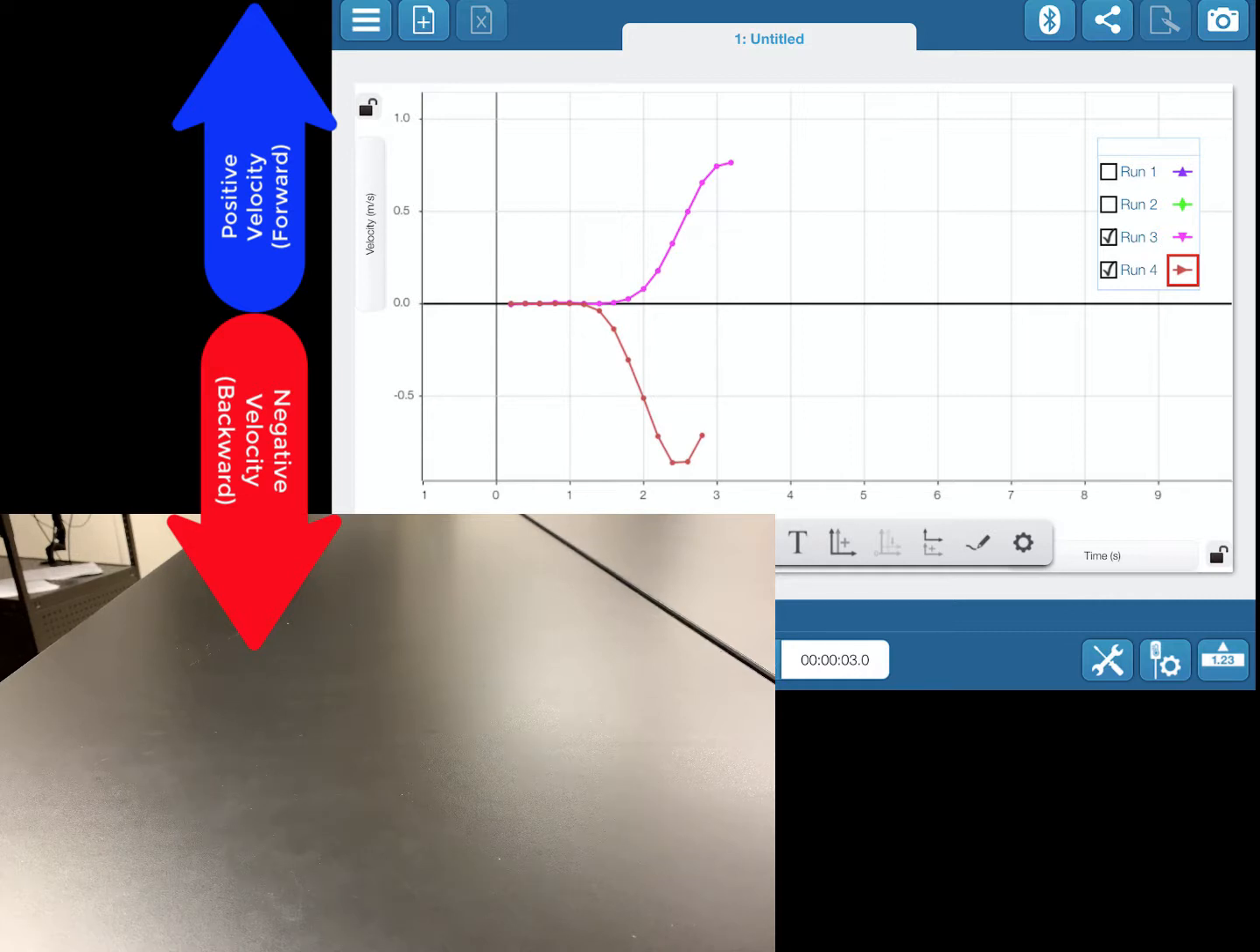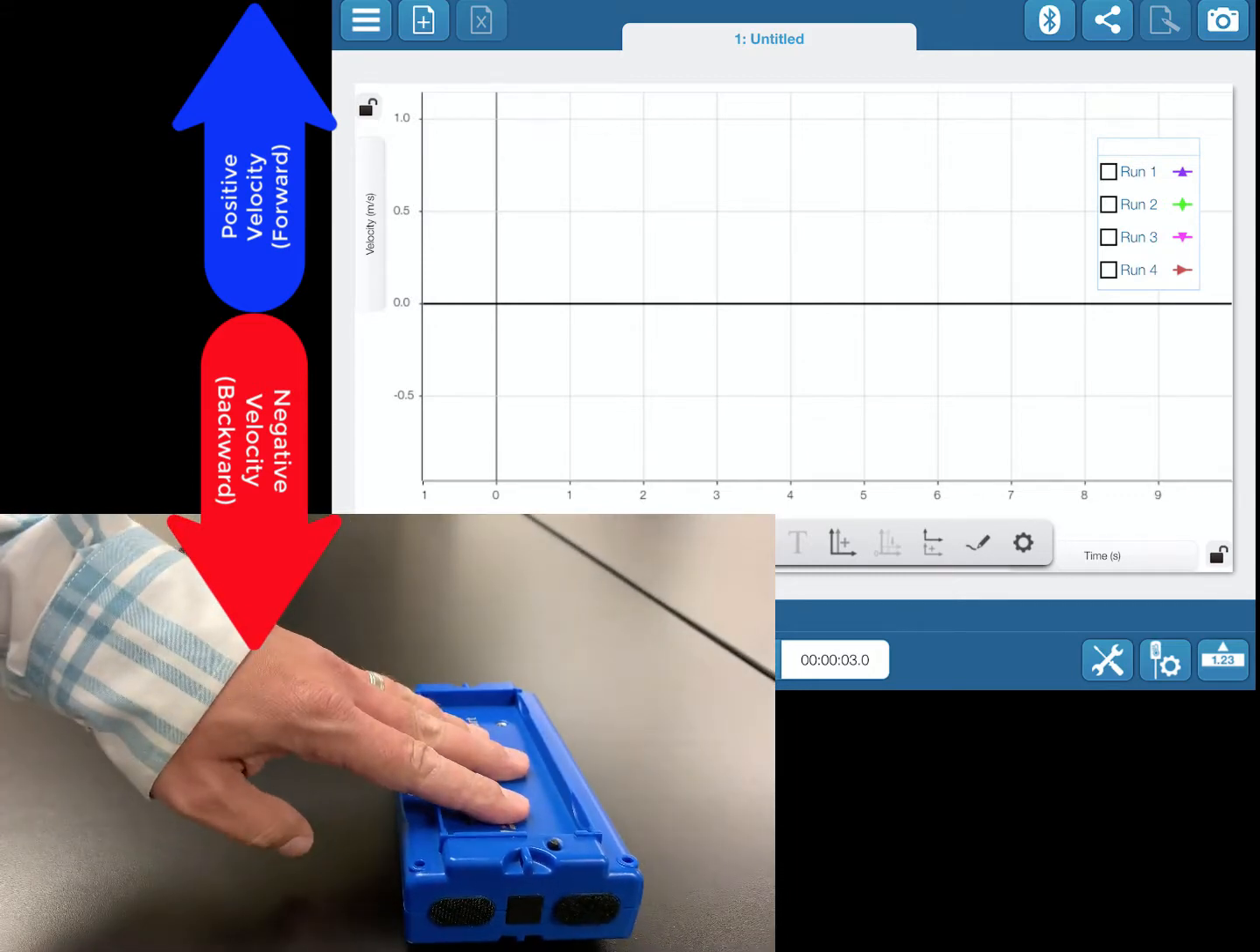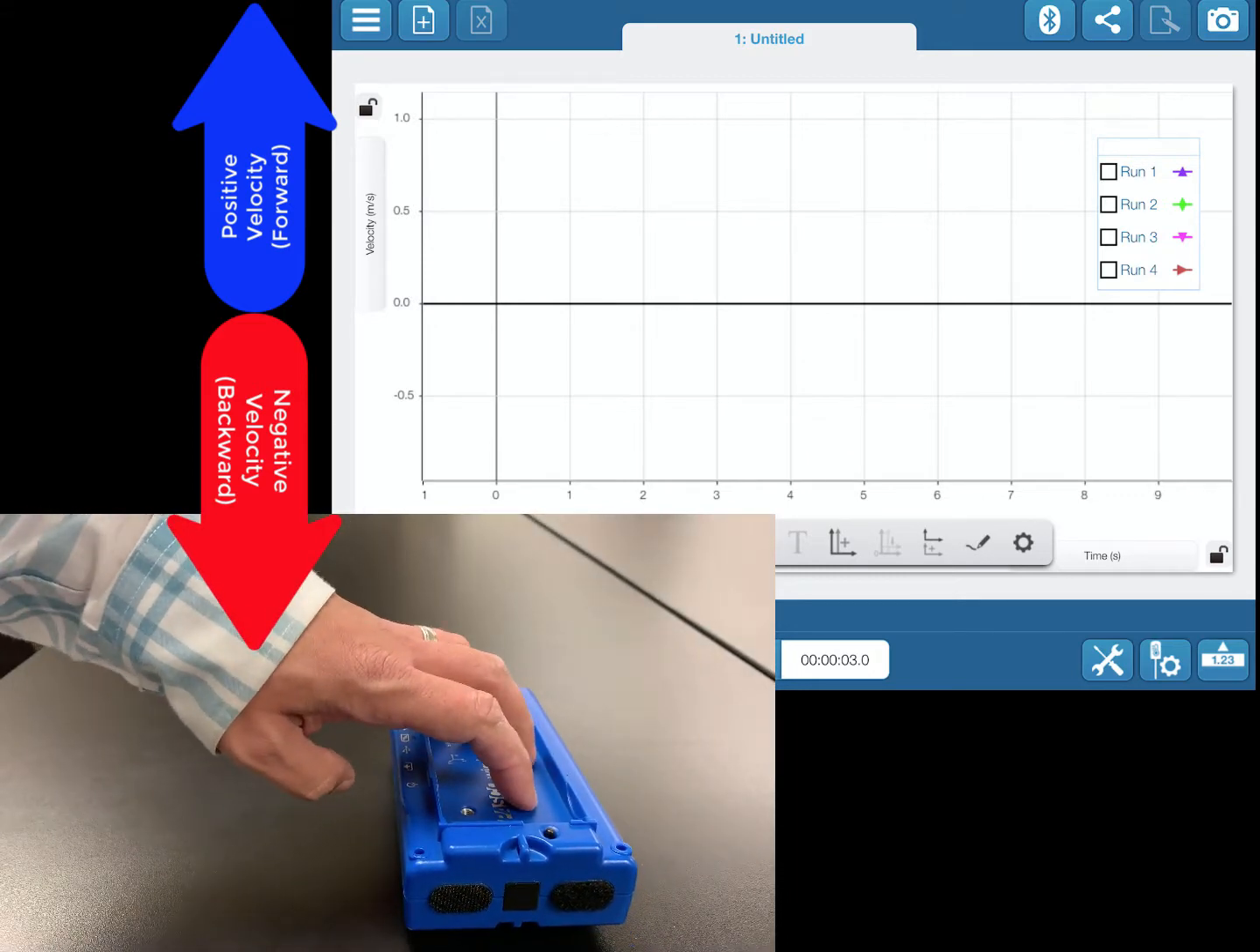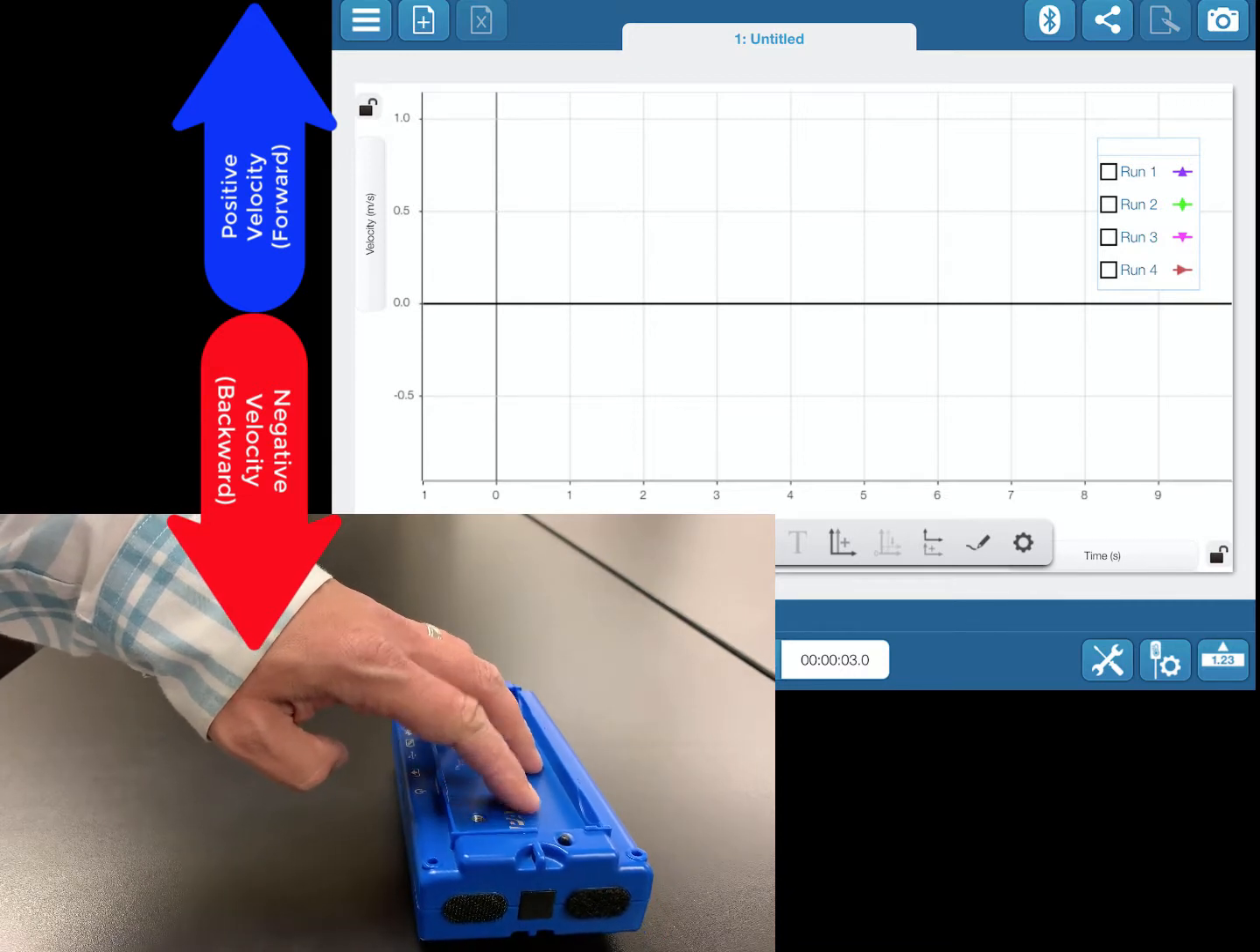I want to show you what it looks like when they speed up and then slow down in the same direction. And this is where things get a little tricky. So let me do that first, and then we'll talk about the trend.